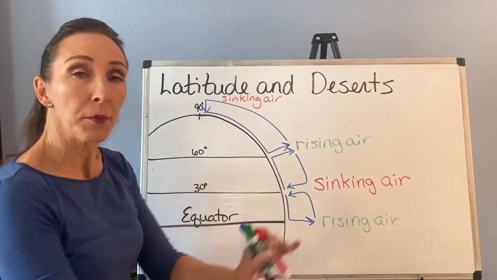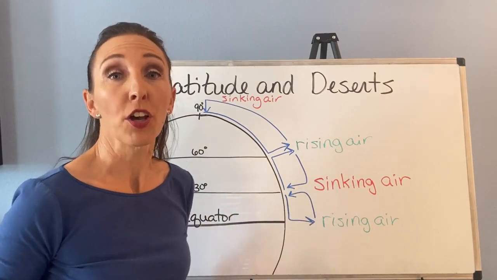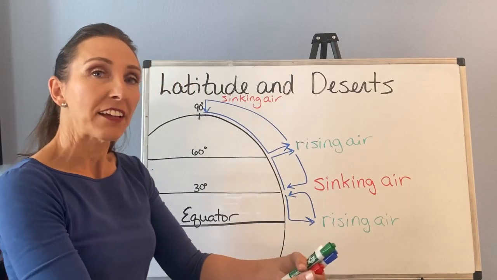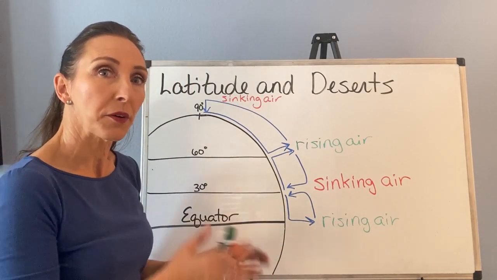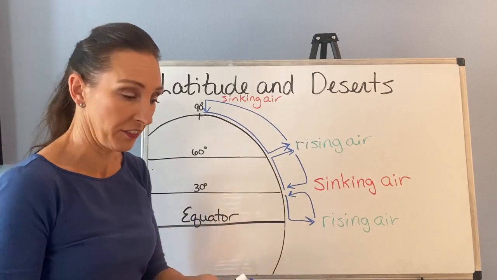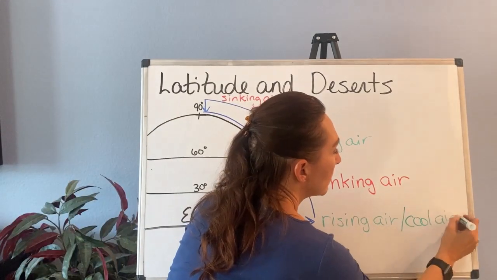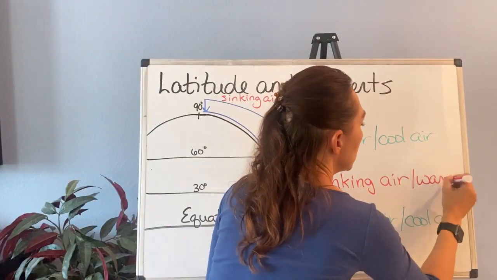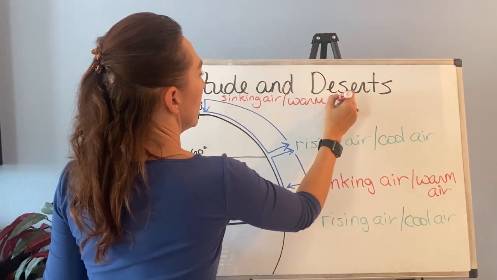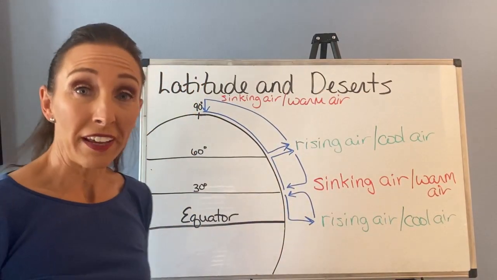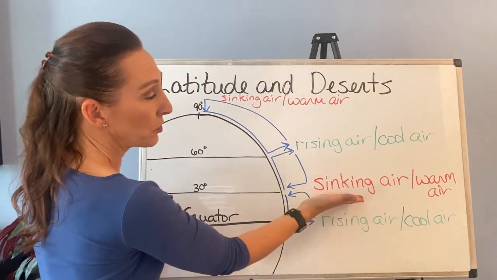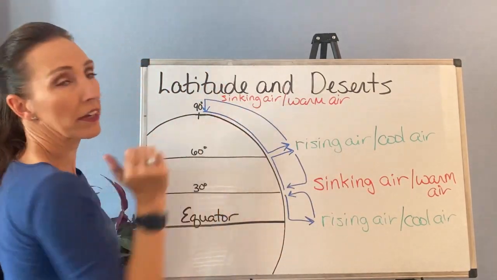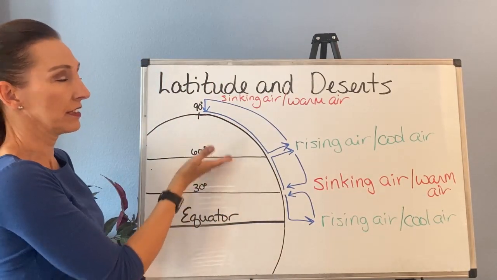Now let's think about what happens to temperature when air either sinks or rises. The higher you go up in the atmosphere, generally speaking, the cooler it gets. And as you sink back toward the Earth's surface, it gets warmer. So we're going to write those words on there to solidify that. Okay, so now our alternation goes cooling air, warming air, cooling air, warming air at 0, 30, 60, and 90 degrees.